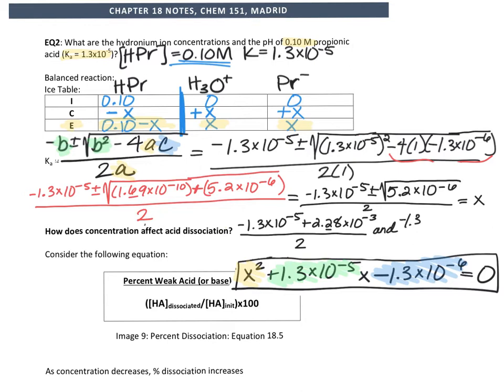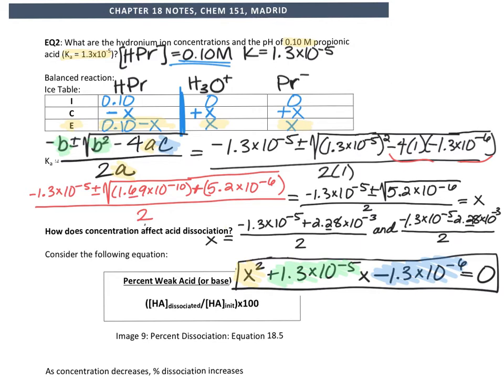And then we also have negative 1.3 times 10 to the negative 5 minus 2.28 times 10 to the negative 3, all over 2. Those are both equal to x. So let's evaluate that and see what we get.